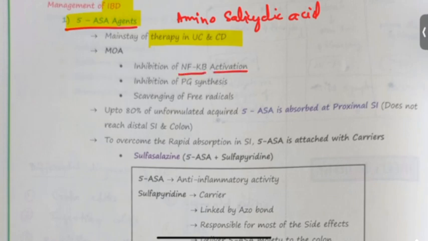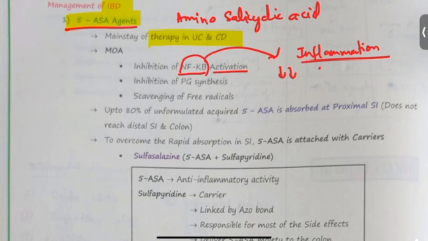So basically, what's happening in these diseases? There is continuous inflammation, right? This inflammation is because of this factor's activation. So if we inhibit this factor, there will be reduced inflammation and hence the disease will be treated. Whatever factors are responsible for inflammation should be inhibited, and one such factor is NF kappa beta. So if these 5-ASA agents inhibit its activation, there will be no inflammation, hence treated.